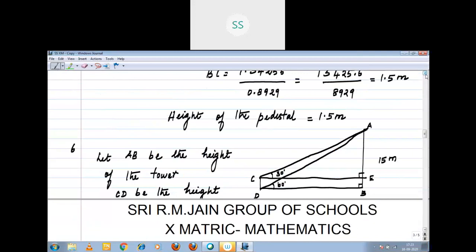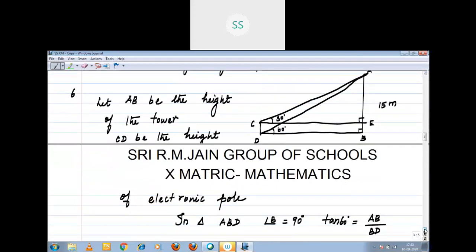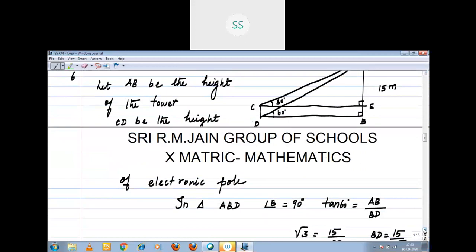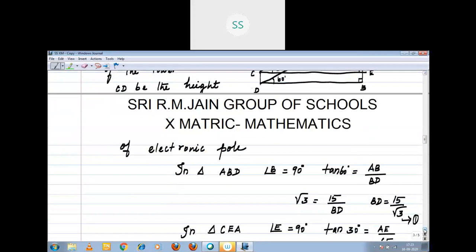Once again, I am going to explain. You have to listen carefully, children. They said the tower is there. Opposite to the tower is one electronic pole. That is your CD. AB is the tower. The top of the electronic pole to the tower is a 30-degree angle of elevation. The bottom of the electronic pole to the tower is 60-degree. It is given to you. Height of the tower is mentioned as 15 meter. Got it? Say yes or no.